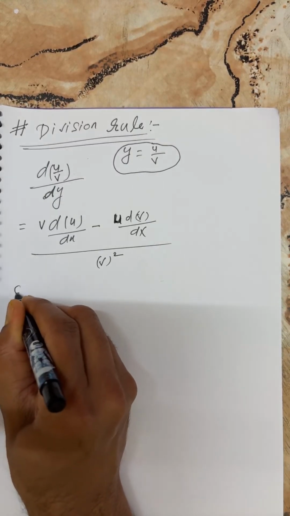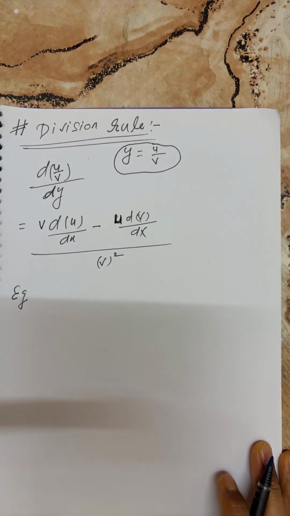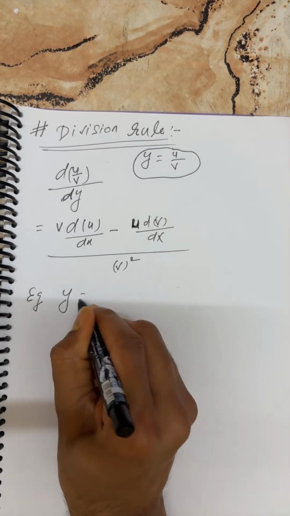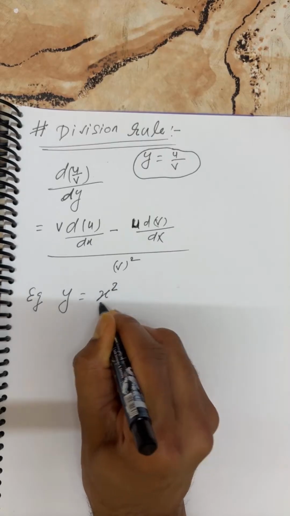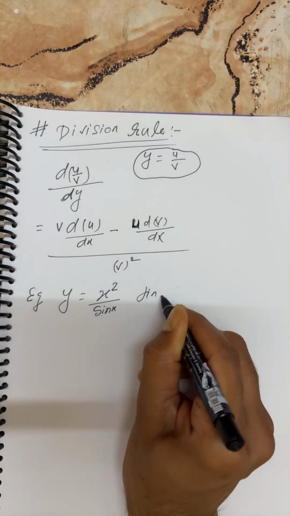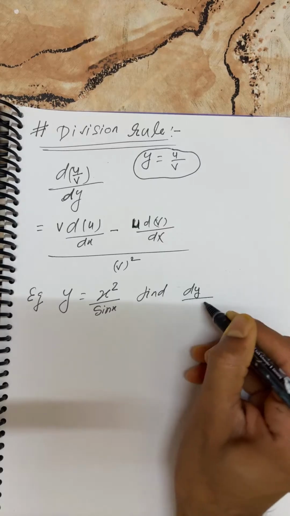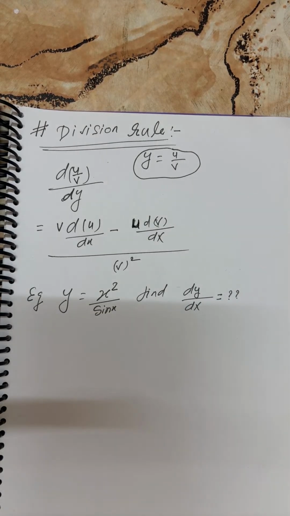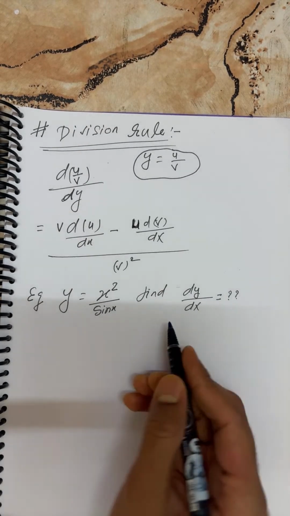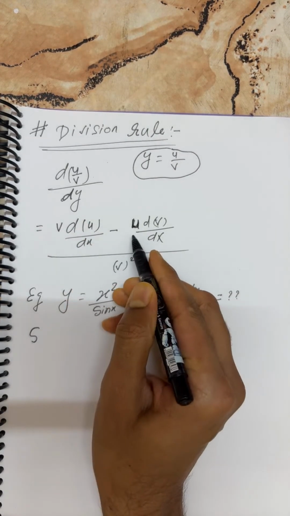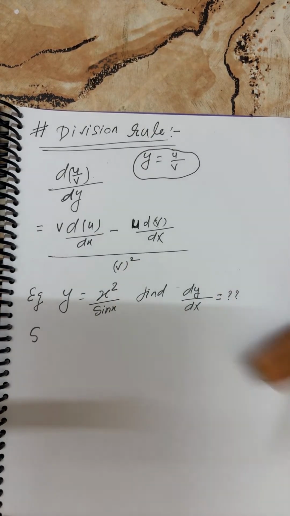So have a look at an example, it will help you to understand. This is what I'm telling you. y is equal to x square upon sin x. Find dy by dx. So here students, how can we do it? Apply the basic formula here. If you understood the formula, then you can try it yourself. If you didn't, then here is my solution.